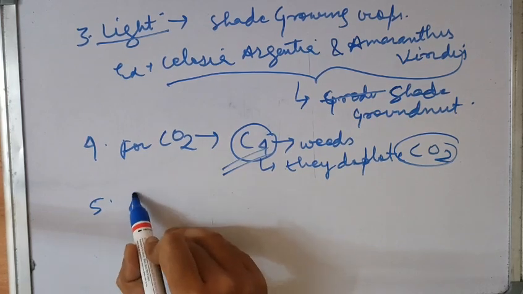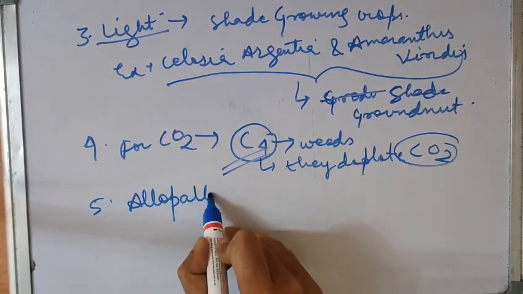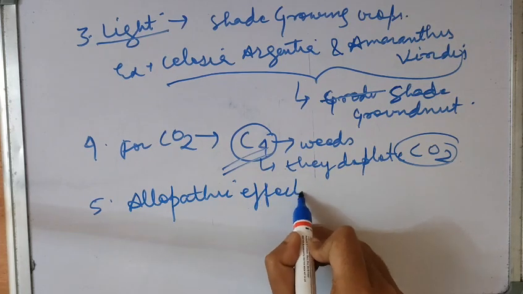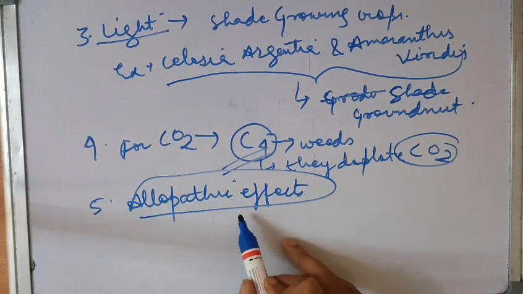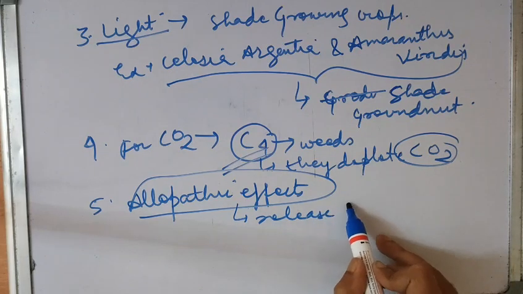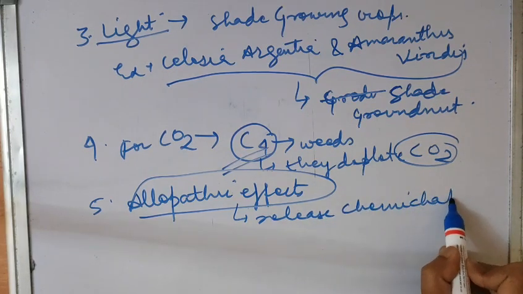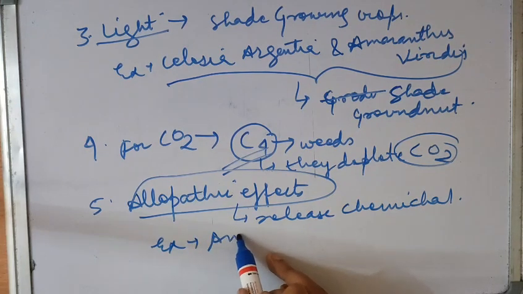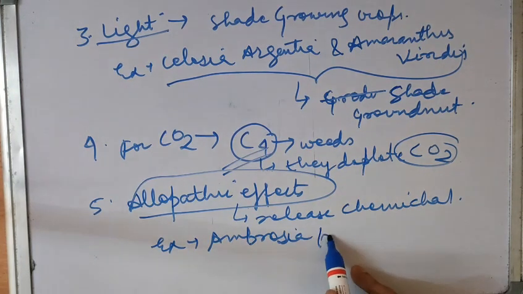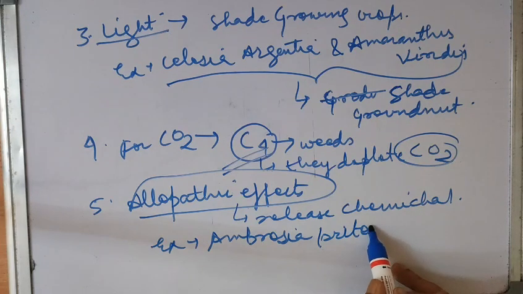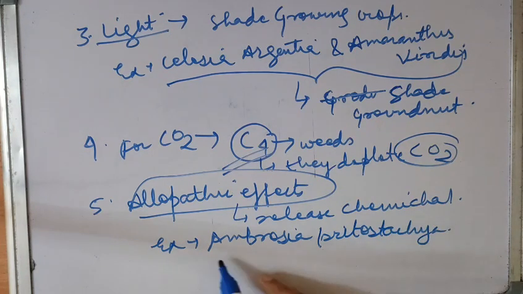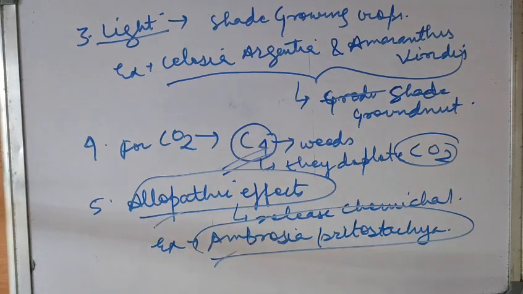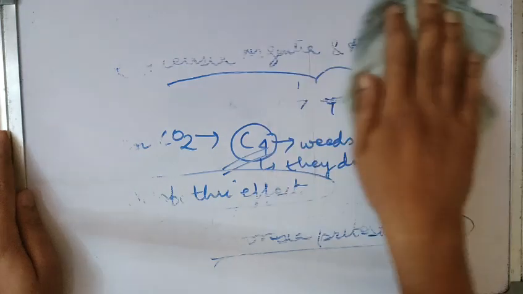Some weeds also show allelopathic effects. We'll discuss in detail in coming lectures what allelopathic effect is. So they release some chemical which affects the growth of the crops with them. For example, you can give Ambrosia psilostachya. So this is how weeds compete with crops, and this is what crop weed competition is.